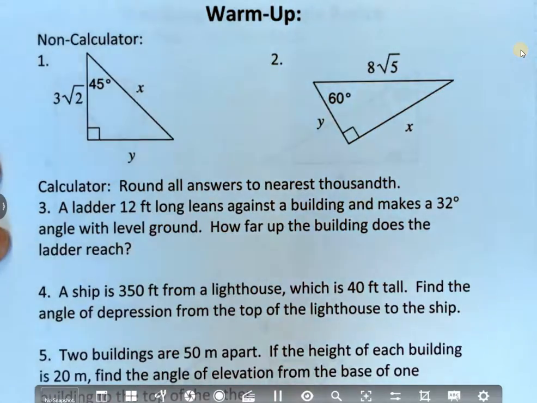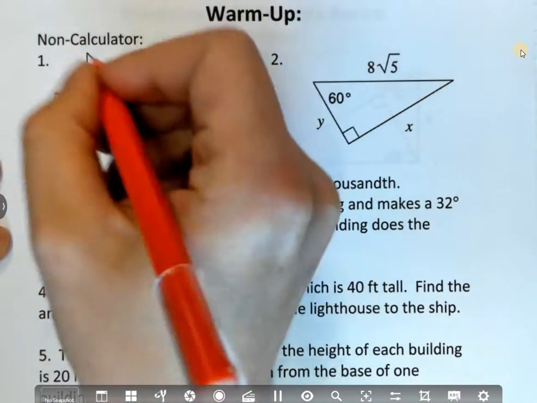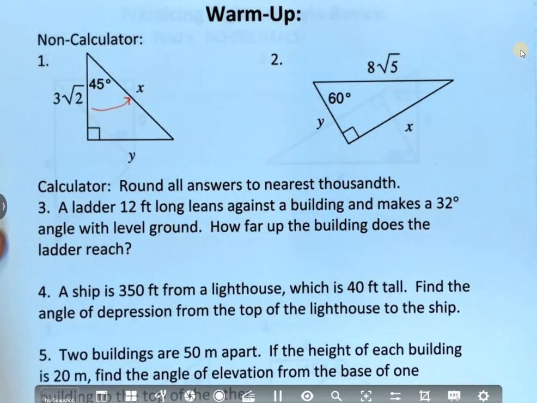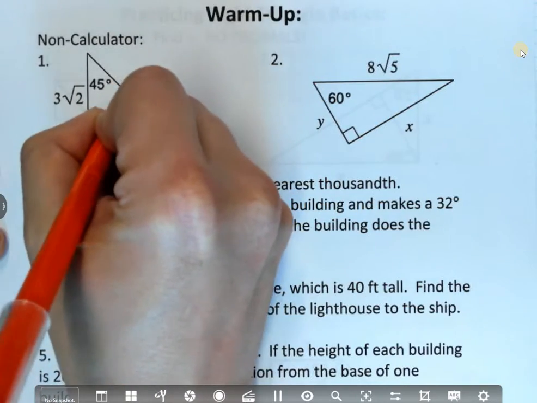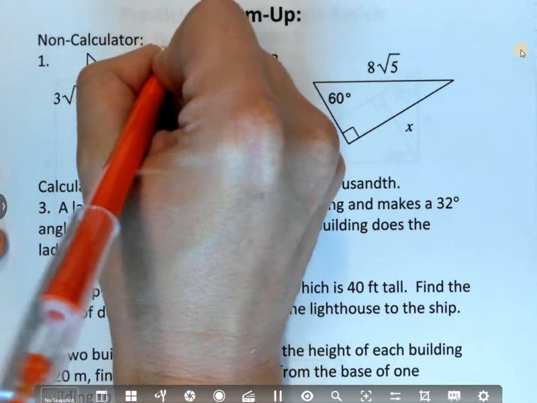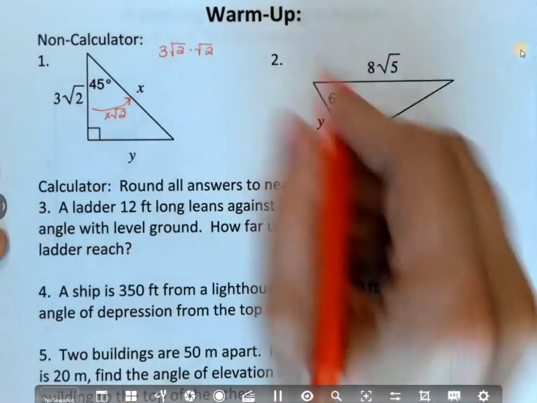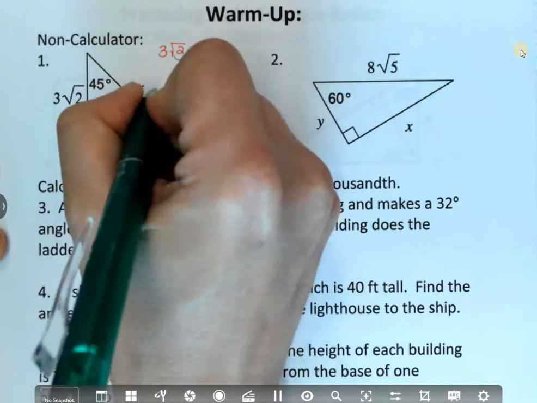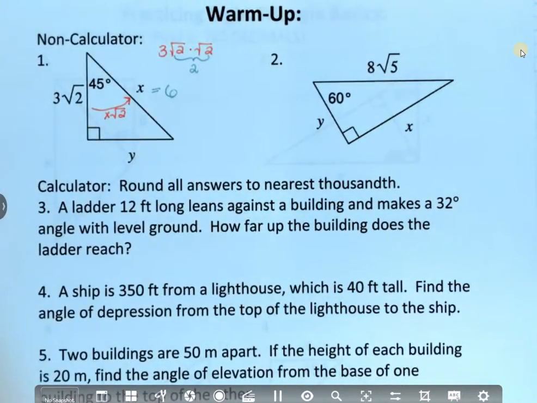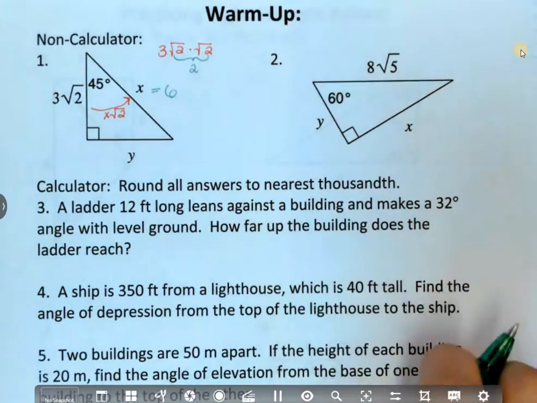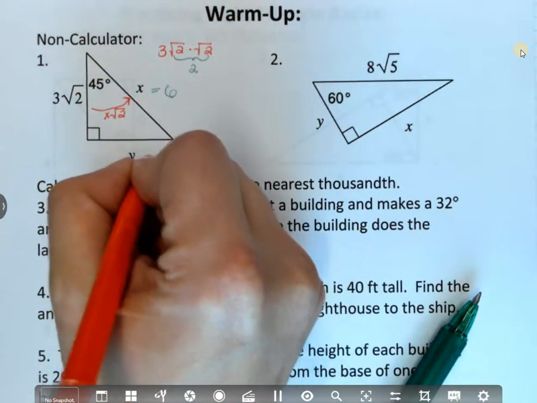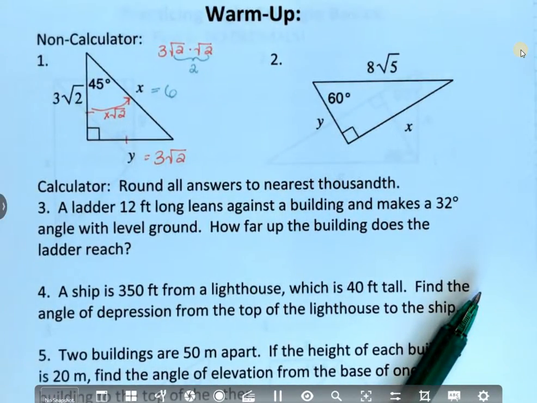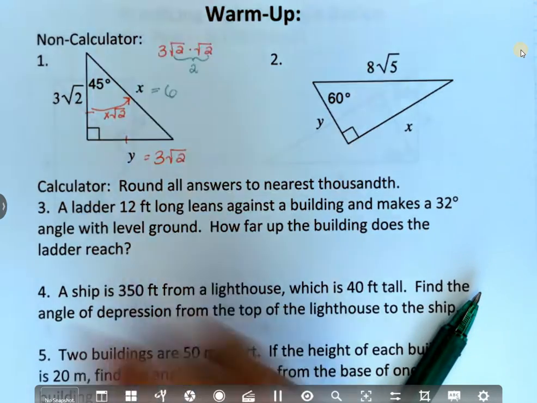So, on number 1, they give you a leg. How do I move from a leg in a 45, 45, 90 to a hypotenuse? Multiply by the square root of 2. So just so that you can see the work for that, if we do 3 root 2 times root 2. What is root 2 times root 2? 2, good. And 3 times 2 is 6. What is y going to be? 45, 90, those two are the same. So far, so good? Okay.